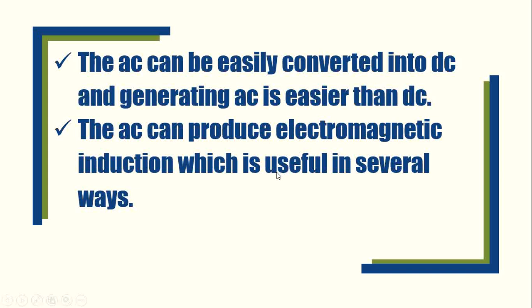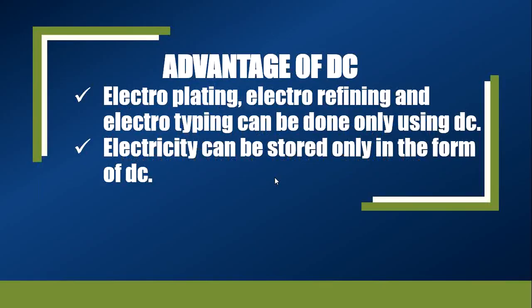What is electromagnetic induction? It is the production of an electromotive force across an electric conductor in a changing magnetic field. Now the advantages of DC. Electroplating, electrorefining and electrotyping can be done only using DC. Electricity can be stored only in the form of DC.